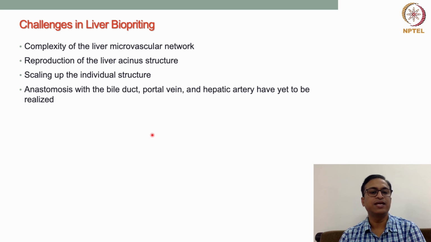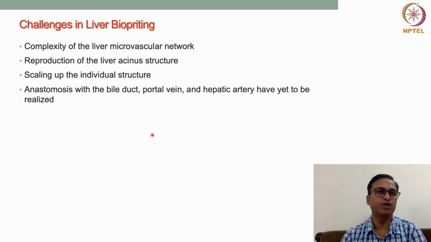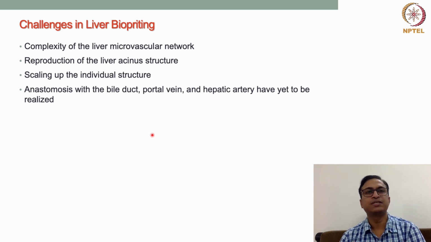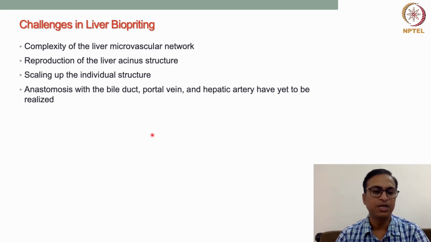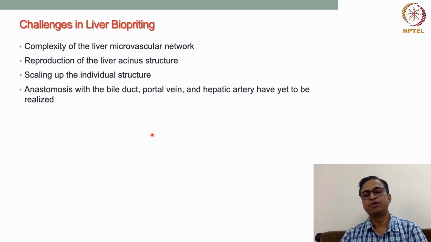The other thing is the scaling up of the individual structures. We have discussed in this class the different individual structures like the hepatic biliary tree, liver acinus structures, or even liver lobule-like structures. The scaling of all these is another major challenge. How can we actually scale these individual units? You can combine them and scale them up to come up with a fully functional liver tissue.